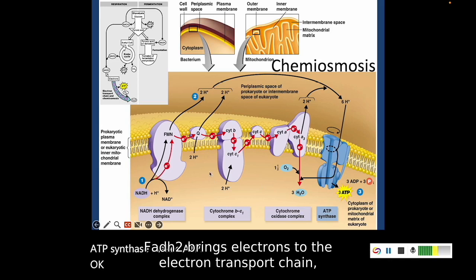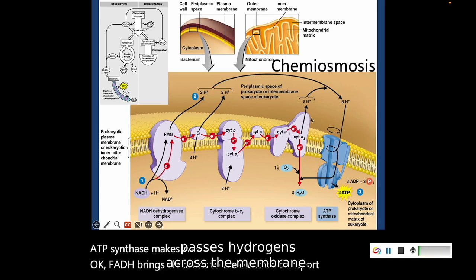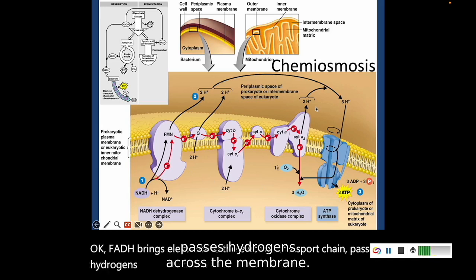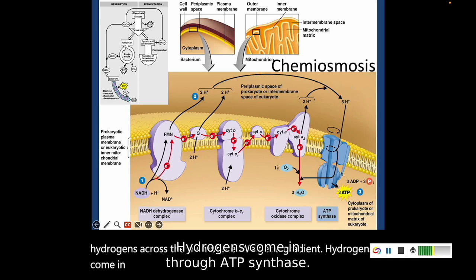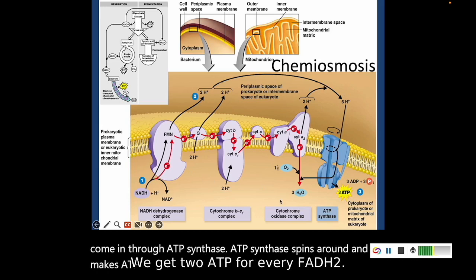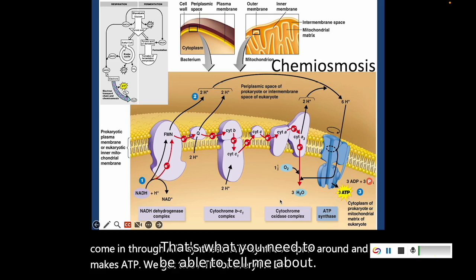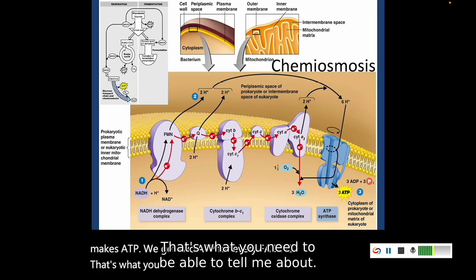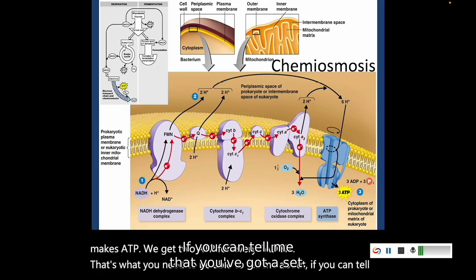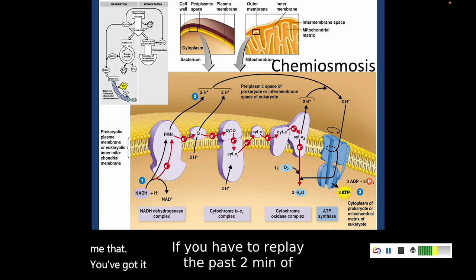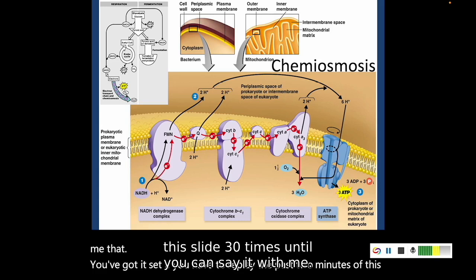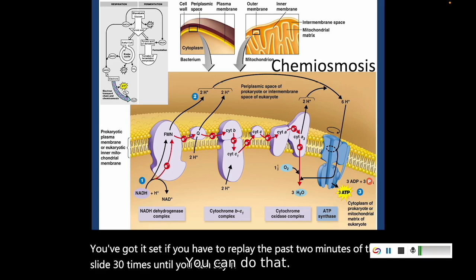Okay? FADH brings electrons to the electron transport chain, passes hydrogens across the membrane. We get a gradient. Hydrogens come in through ATP synthase. ATP synthase spins around and makes ATP. We get 2 ATP for every FADH2. That's what you need to be able to tell me about. If you can tell me that, you've got it set. If you have to replay the past 2 minutes of this slide 30 times until you can say it with me, you can do that.